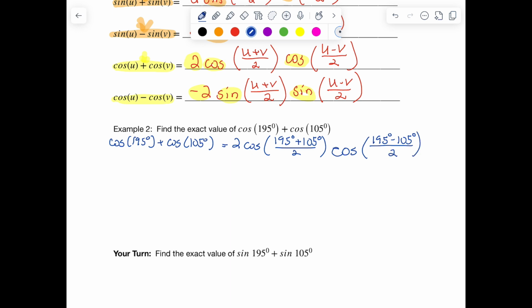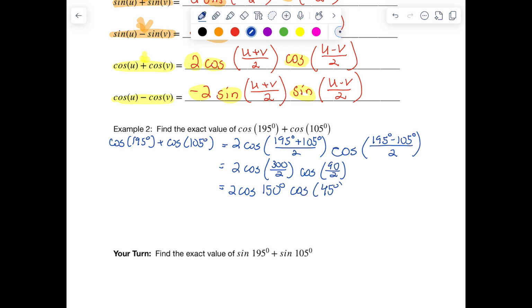Okay, let's do some algebra here. 195 plus 105 gives us 300. And 195 minus 105 gives us 90. 300 divided by 2 is 150. And 90 divided by 2 is 45 degrees.